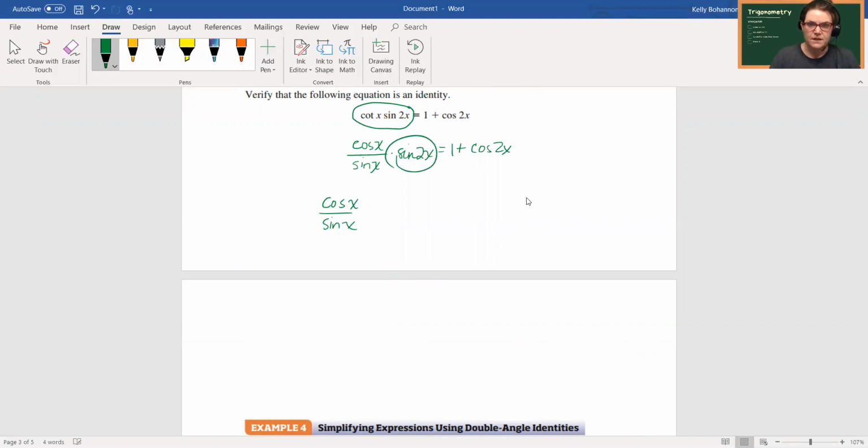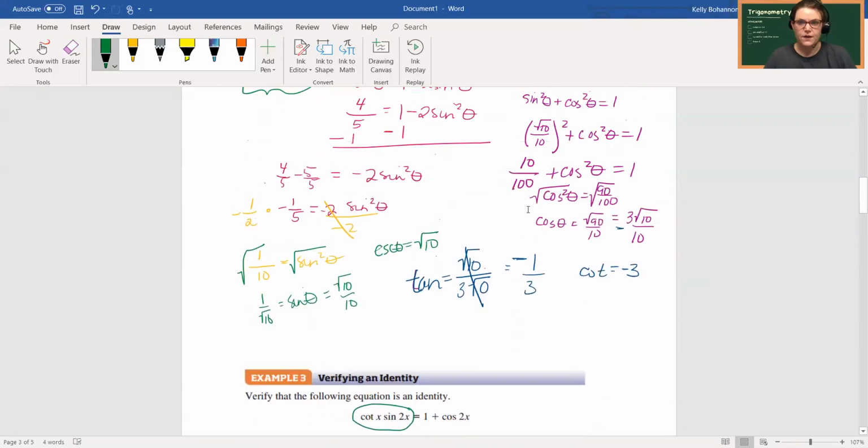And I'm now replacing this with 2 sine x cosine x. Now all of this is multiplication, so that could all be over 1, which means that gets canceled. And so I have 2 cosine squared x. And that equals 1 plus cosine 2x.